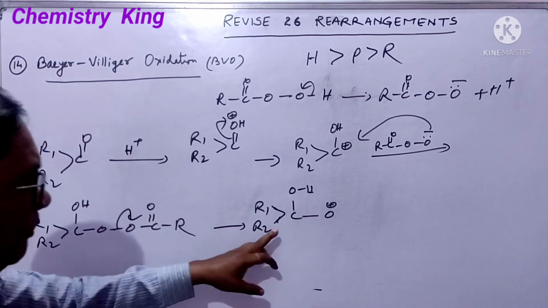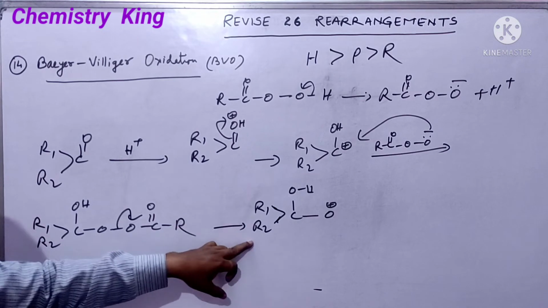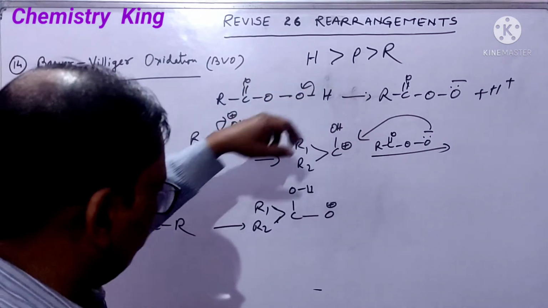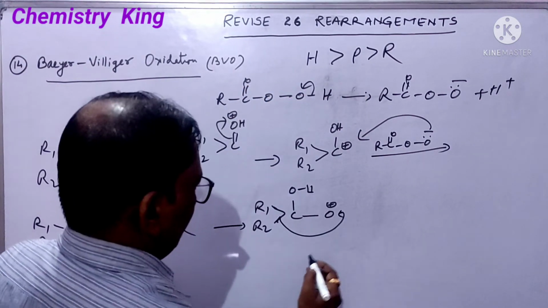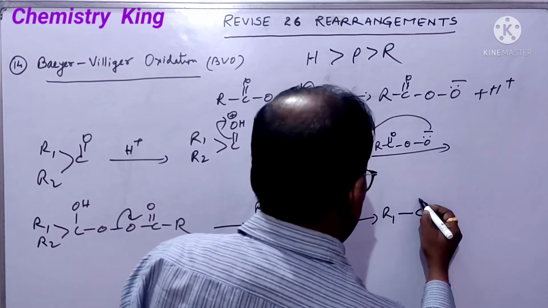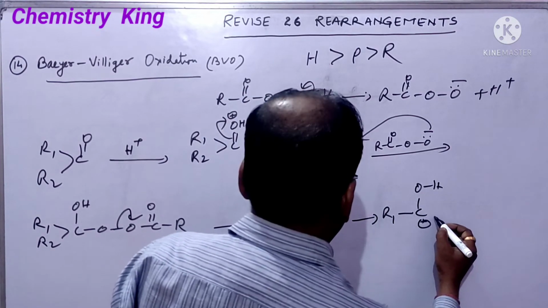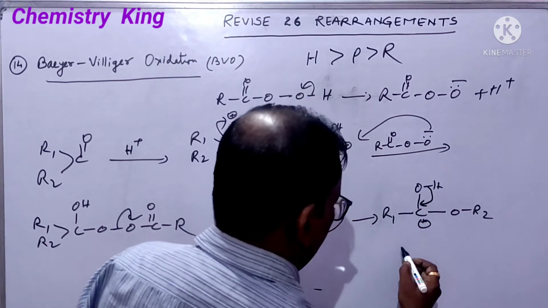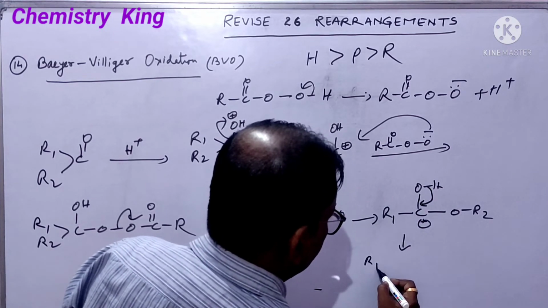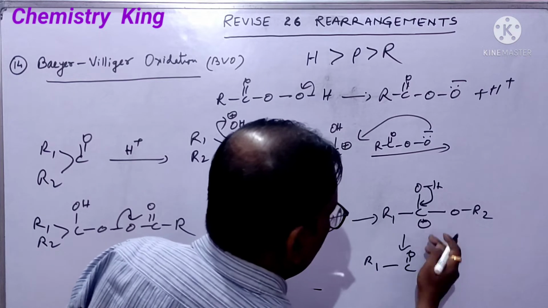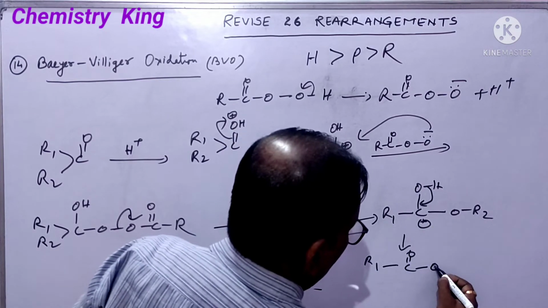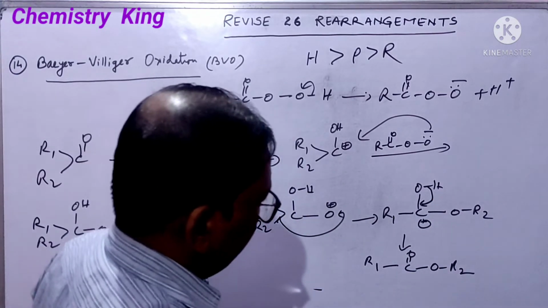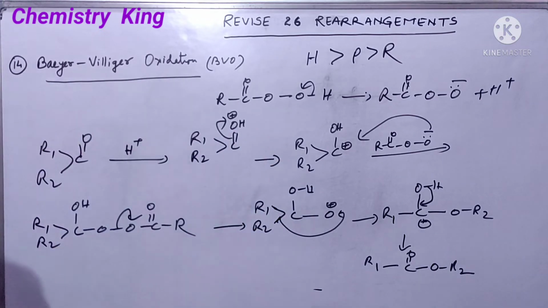Now migratory aptitude is seen here. Here R1, R2, you have to see which group has more migratory aptitude, and decide according to this. Suppose it will come here, then you will get R1C OH, positive charge is here, O R2. Now this bond will break in this fashion and you will get R1 C double bond O, double bond O R2, and this hydrogen is released as H plus, a proton. You will get this ester, okay.